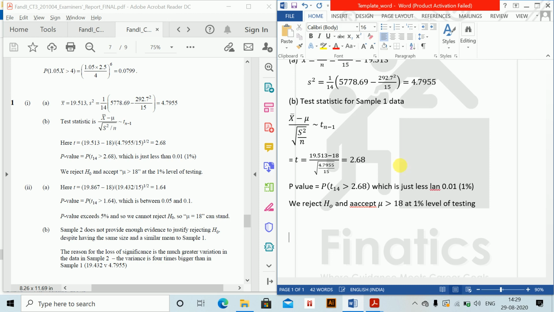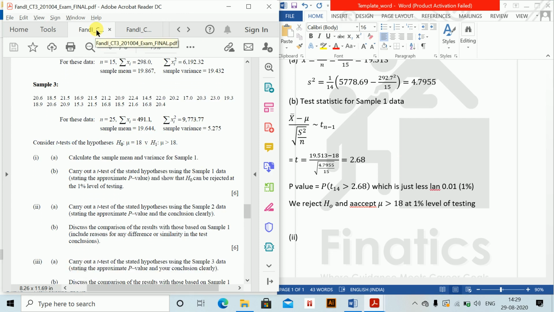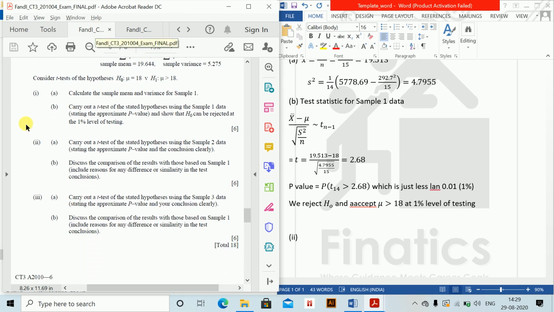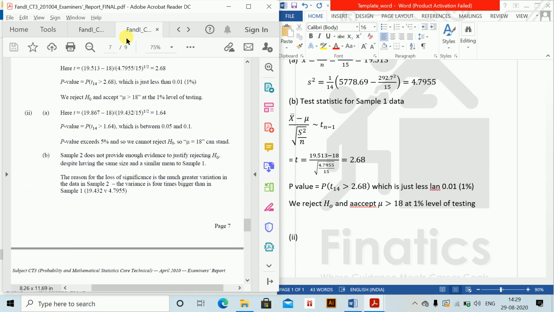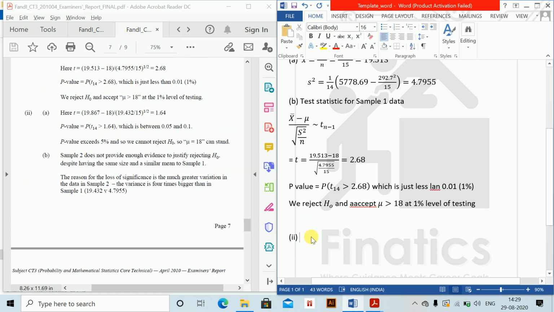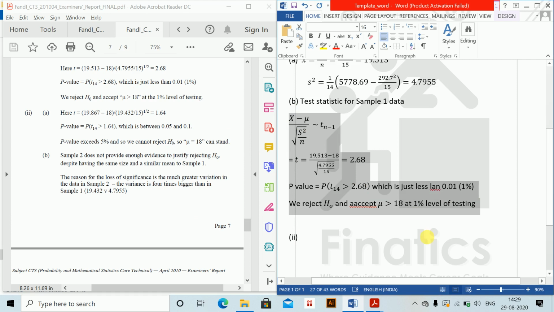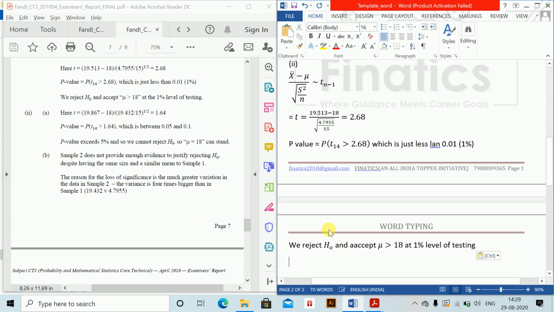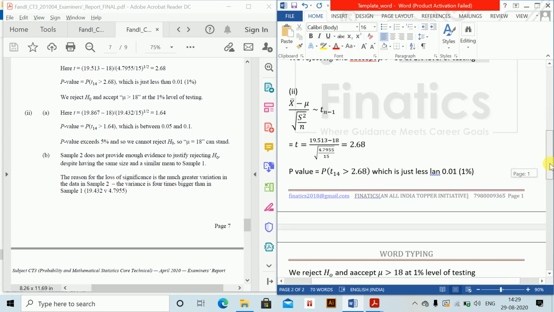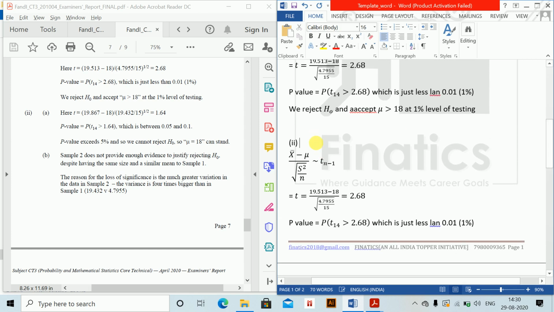Next is part 2. Part 2 says carry out a t-test of the stated hypothesis using the sample 2 data, stating the approximate p-value and the conclusion clearly. So again we have to carry out the t-test, now using the sample 2 data. I am not going to write all of these again, just copy pasting everything and we'll just do the necessary changes. So this is the test for sample 2 data.